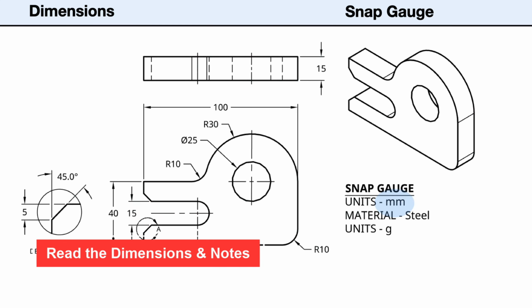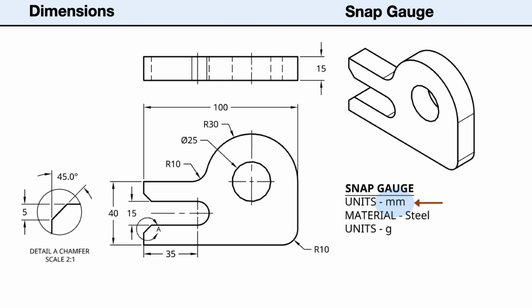Next, let's look at the dimensions and notes. First, the measurement units are in millimeters. The material thickness is 15 millimeters. The length is 100 millimeters. The height is 40 millimeters on the front end. The top arc has a radius of 30 millimeters. The concentric through hole has a diameter of 25 millimeters.